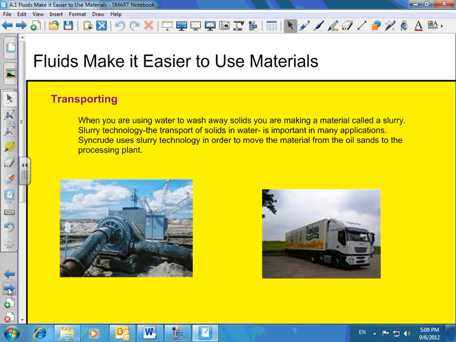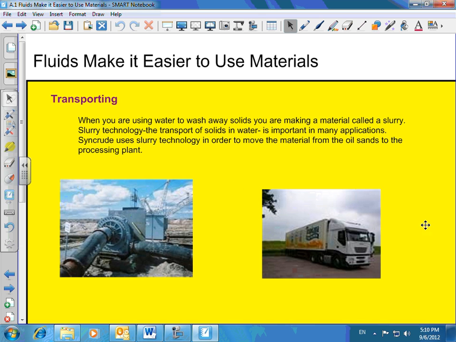So when you are using water to wash away solids, you are making a material called a slurry. Slurry technology, which is the transportation of solids and water, is important in many applications. Syncrude uses slurry technology in order to move the material from the oil sands into processing plants. Slurry technology is what is being used here.